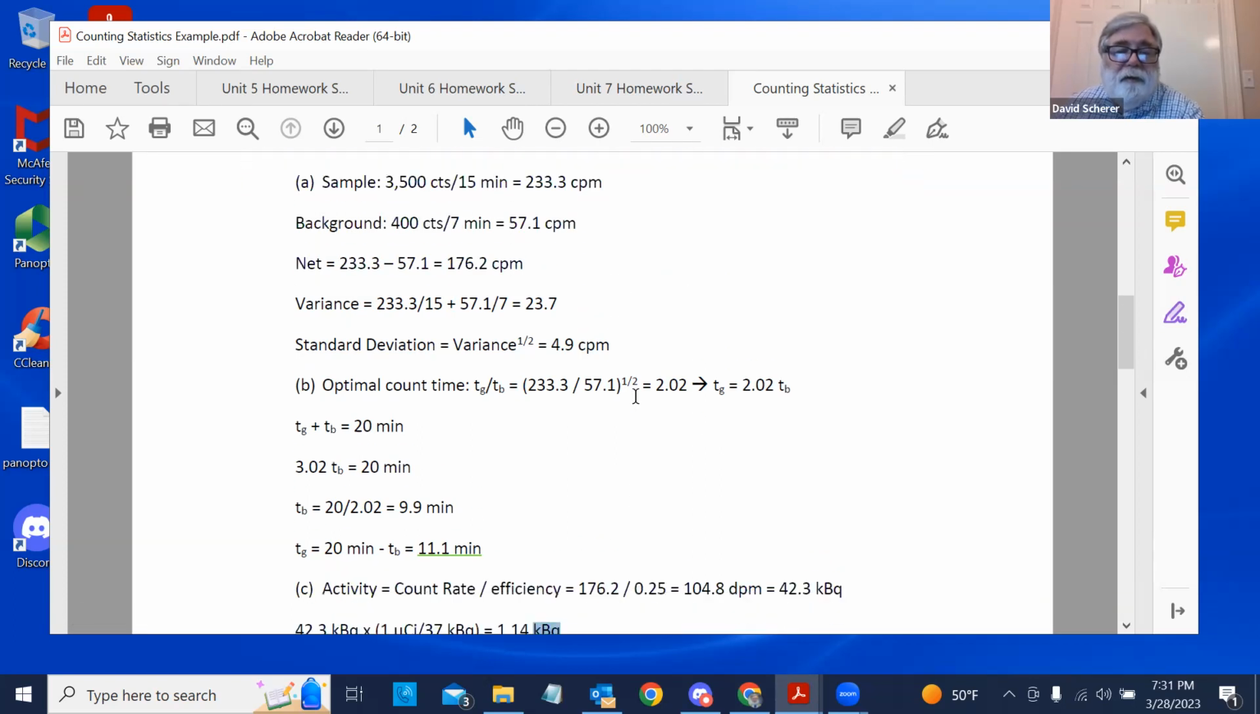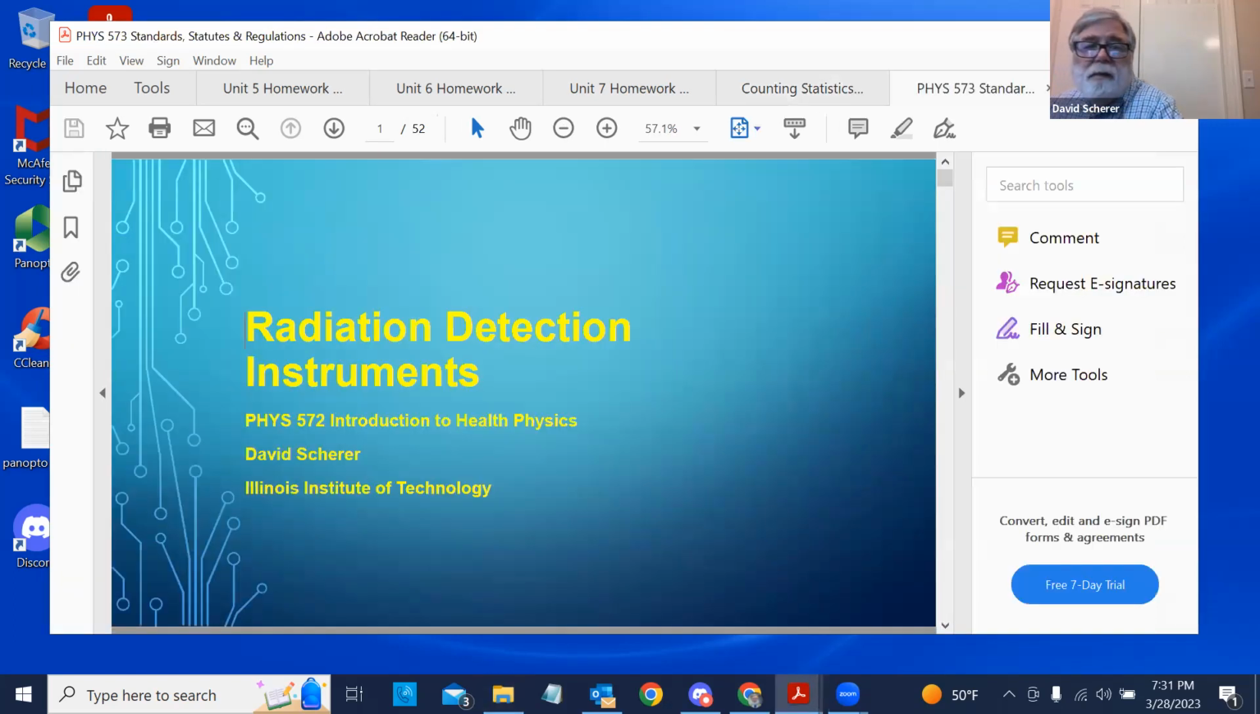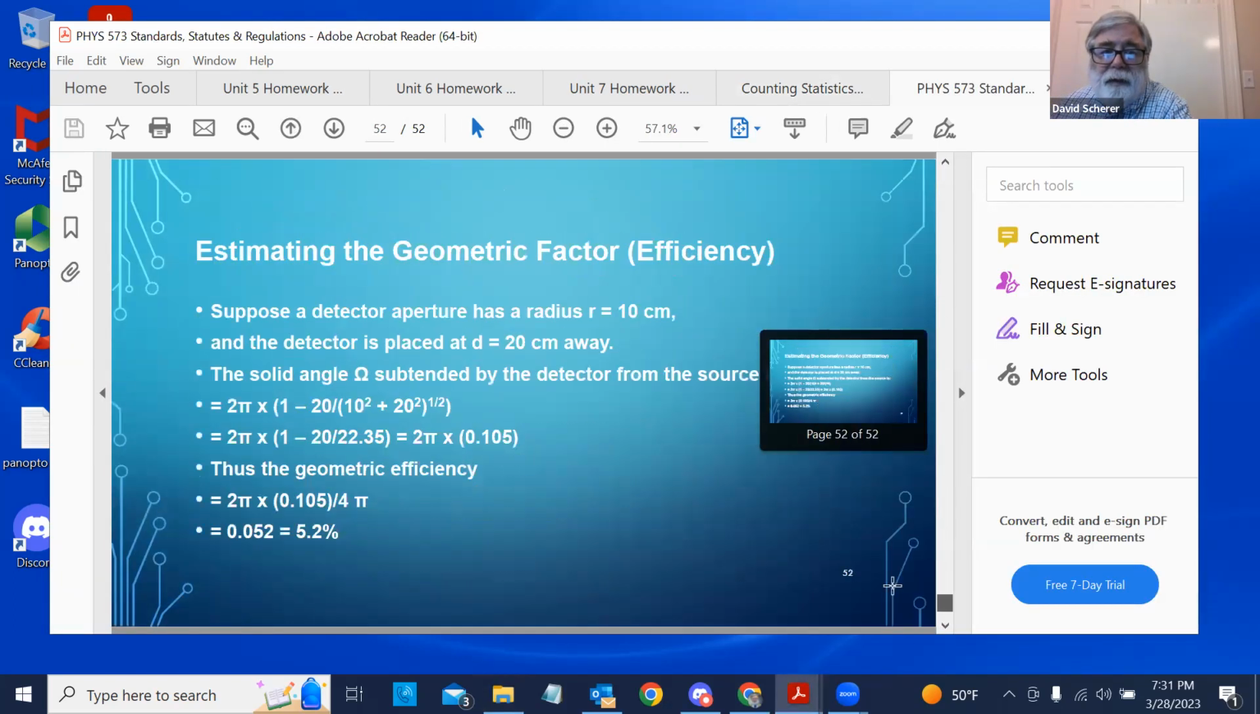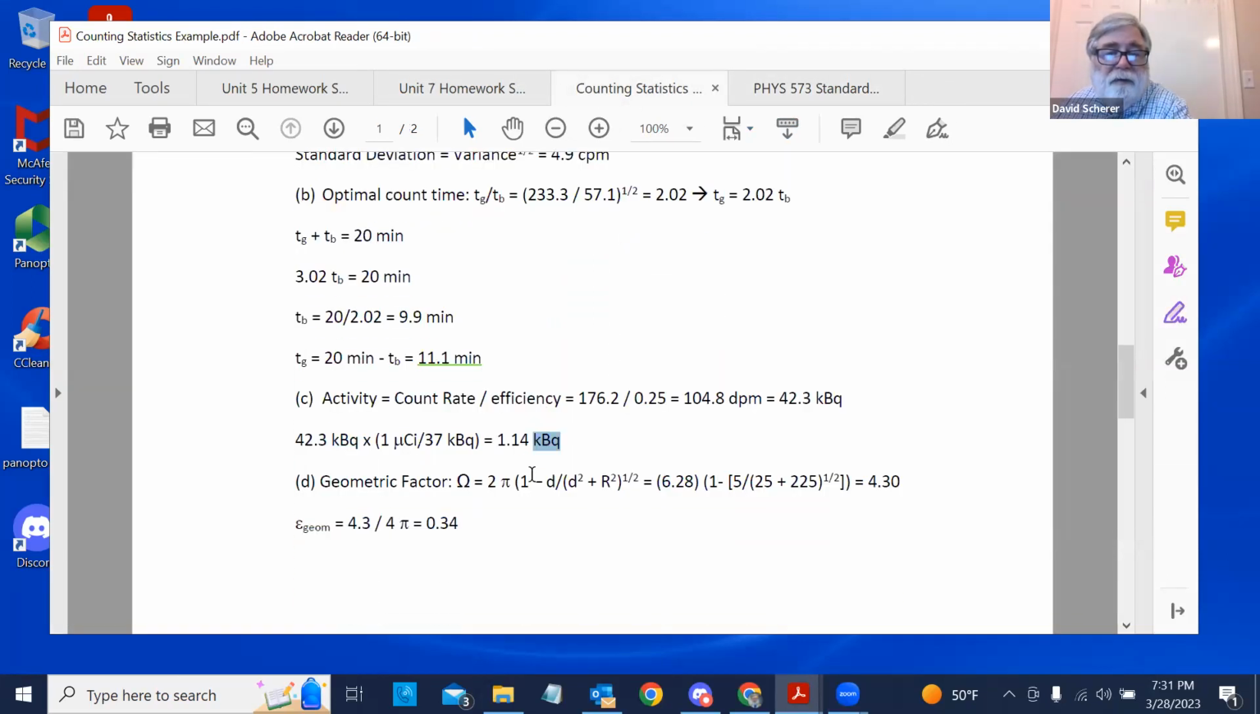The next question was the geometric factor, and let me remind you of what we did with that. The geometric factor is how much of the solid angle is intercepted by the detector. Here's the formula. We have a 5 centimeter diameter detector 15 centimeters away. So we just simply use this formula. And that's what I did here.